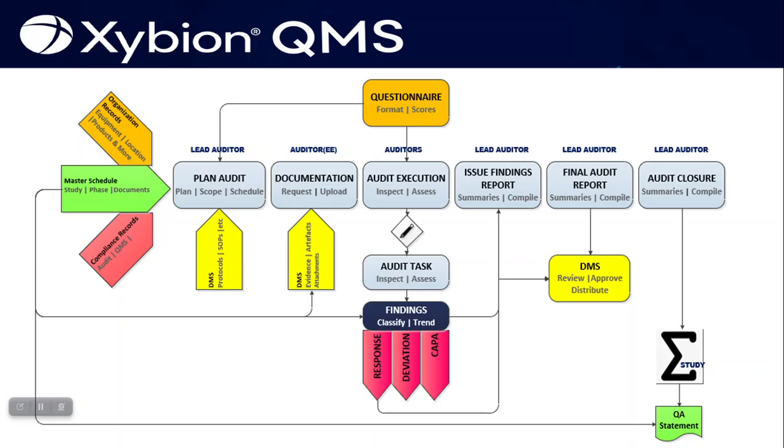So whether you're working with a CRO, you are the CRO, or a principal investigator, it depends on the type of study and the type of organization you are. This type of audit will cover all those and embed that master schedule or those study-specific data into that. And finally, that QA statement, through a summarization of the audits and as they're linked to the studies, pulls that all together.